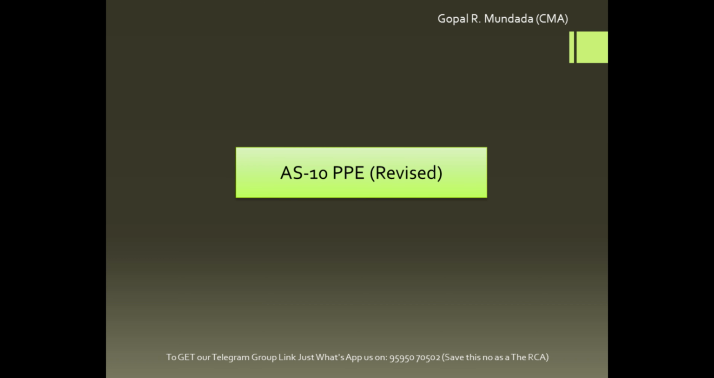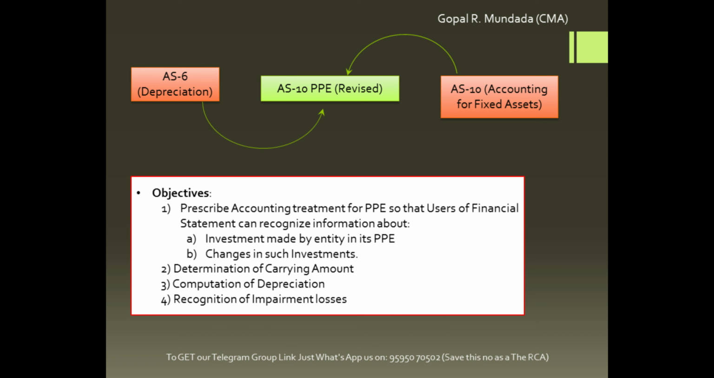So guys, Accounting Standard 10 is basically the result of the old Accounting Standard 6 and Accounting Standard 10, which were applicable to fixed assets. Before the introduction of Accounting Standard 10, Property, Plant and Equipment, two accounting standards existed in our syllabus: Accounting Standard 6 and Accounting Standard 10. Accounting Standard 6 is applicable for depreciation, and Accounting Standard 10 is applicable for accounting for fixed assets. These two accounting standards were combined and one accounting standard was introduced in their place, that is Accounting Standard 10, applicable for property, plant and equipment.